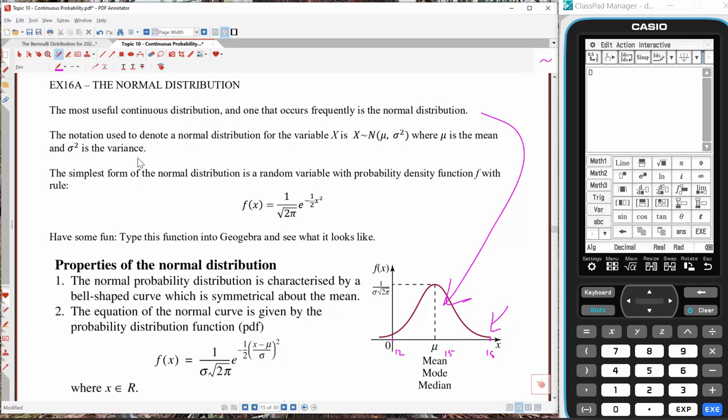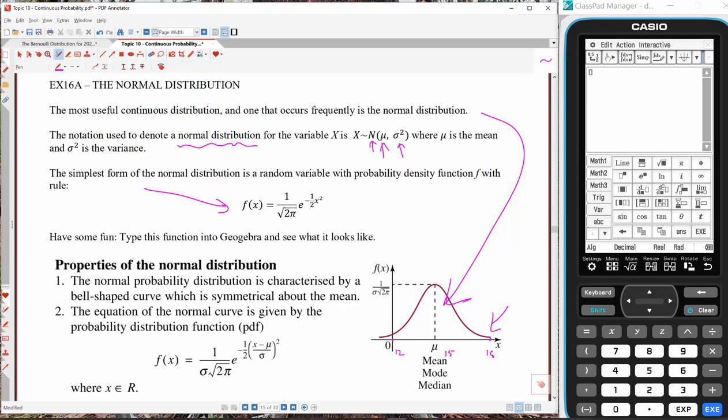All right, so the notation used. If we know we've got the normal distribution on our hands, we can define the random variable as N, normally distributed. We put in the mean, represented by mu, and not the standard deviation, the variance, so sigma squared. We put the variance in there. And the simplest form of it is this. I think it's called the standard normal distribution, represented by this particular function here.